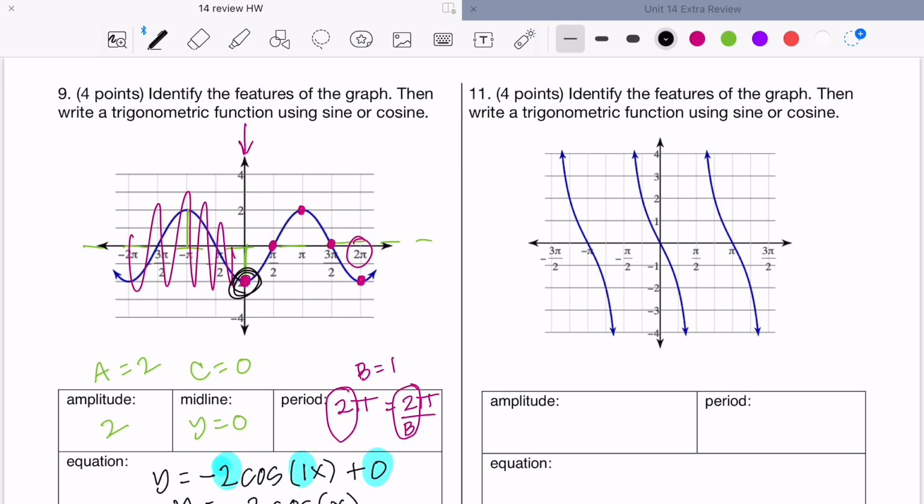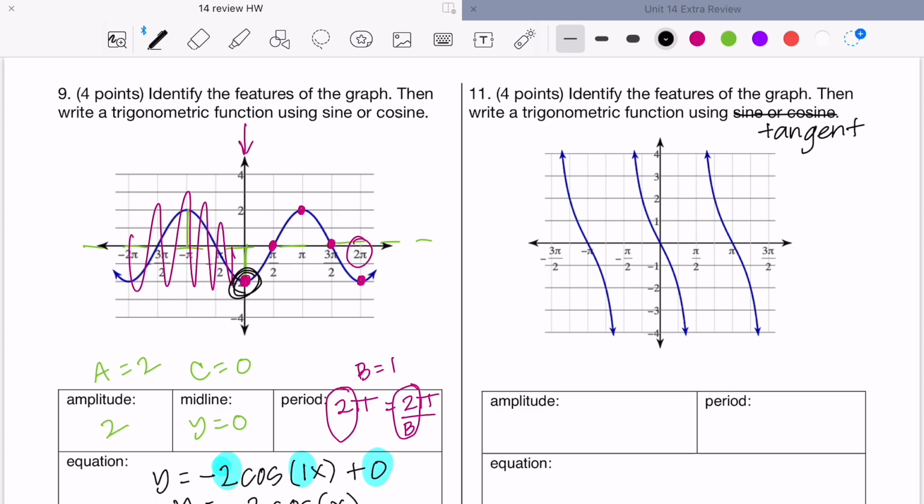For this one, identify the features of the graph, then write a trigonometric function using sine or cosine. Let's cross that off and write tangent. If you look on your golden ticket, it'll tell you that you actually do have to write the equation for tangent, and I don't think it was on your tangent worksheet, but it is on the review, so just make sure that you practice that.